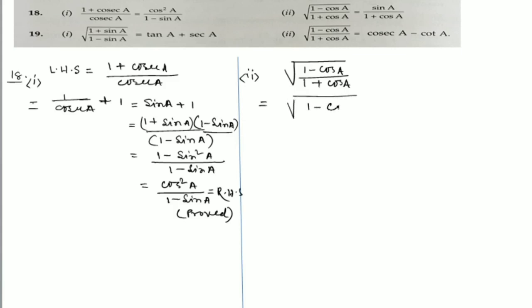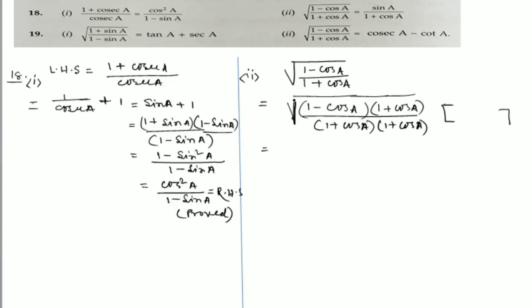So 1 minus cos A into 1 plus cos A divided by 1 plus cos A into 1 plus cos A. We multiply, you can write it here, we multiply numerator and denominator by 1 plus cos A. Okay. Therefore, it will be 1 minus cos A into 1 plus cos A. Obviously, it will be 1 minus cos square A. And in the denominator, it will be 1 plus cos A whole square.